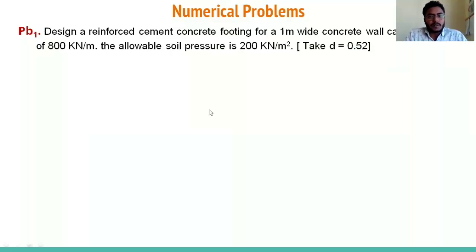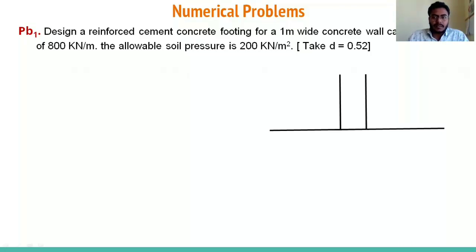Design a reinforced cement concrete footing for a 1 meter wide concrete wall carrying a load of 800 kilonewton per meter, or per unit run. The allowable pressure is 200 kilonewton per meter square. The question also says to take D, the effective depth, as 0.52 meter. The unit is not mentioned, but yes, meter. So D is 0.52 meter.